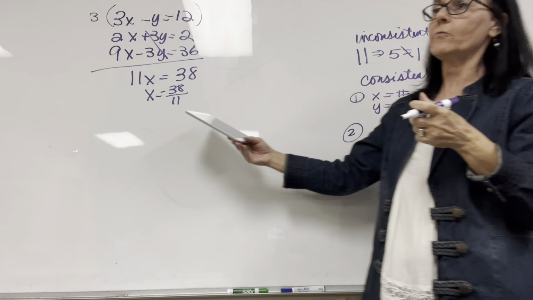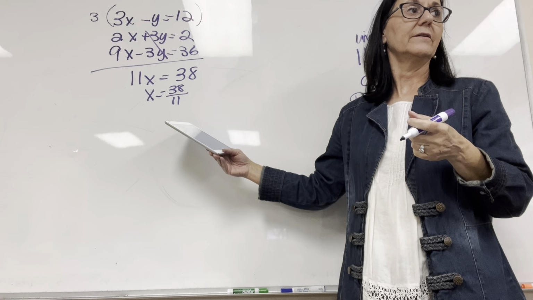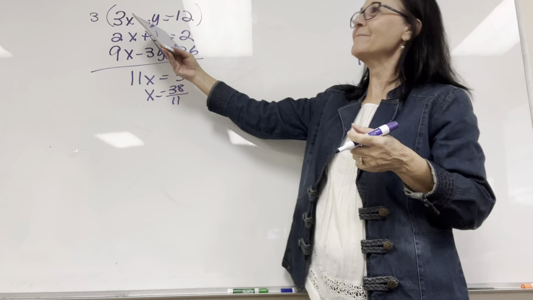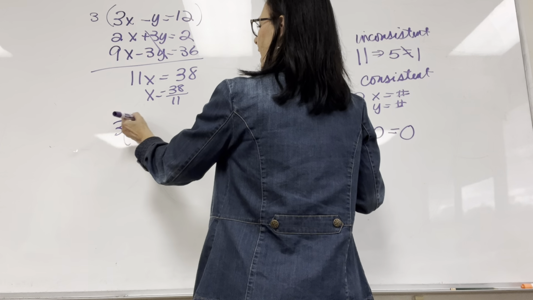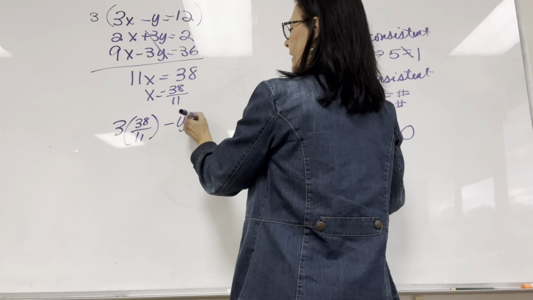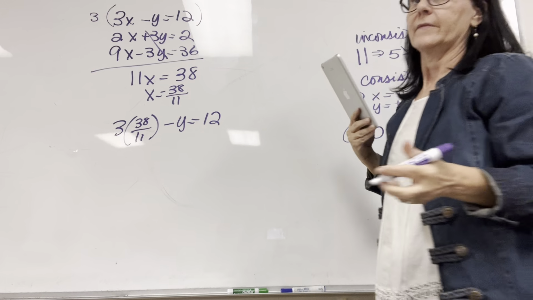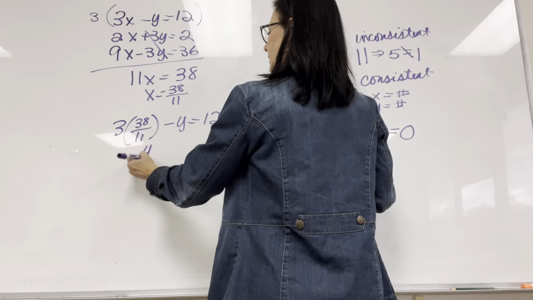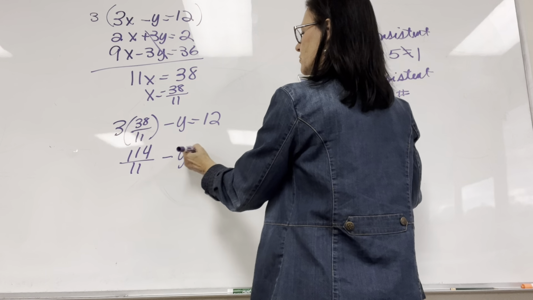Now to solve for y, how do we solve for y? Plug that back in. To which one do you think? The first equation, because it's just y. So it's 3 times 38 elevenths minus y equals 12. What's 3 times 38? Then 114. 114 over 11 minus y equals 12.